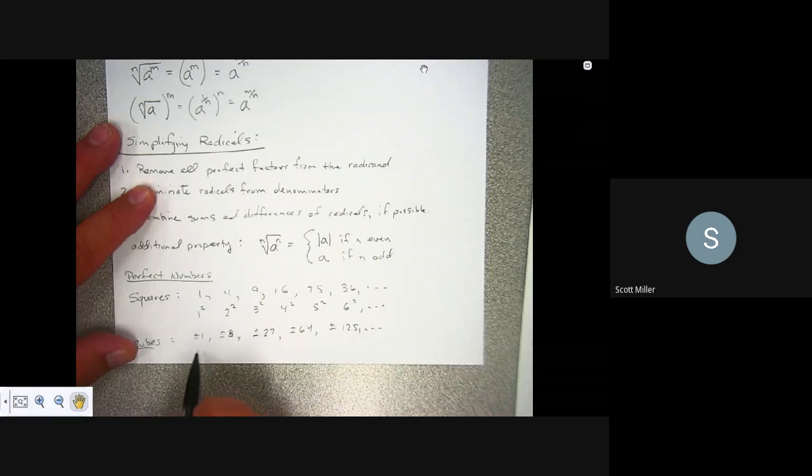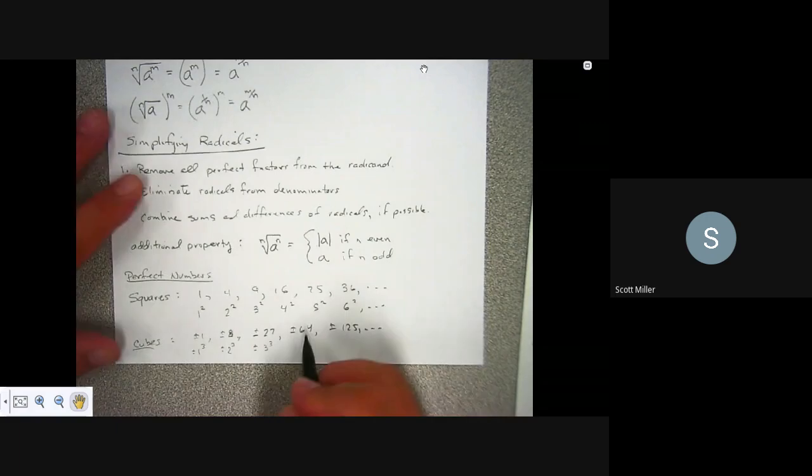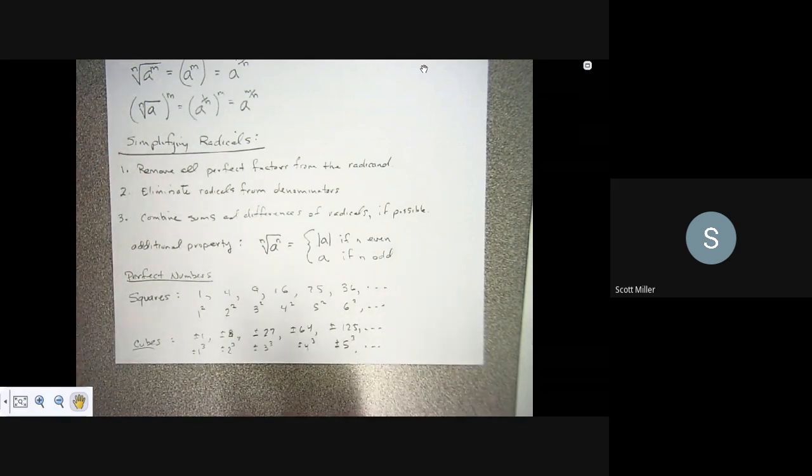These are pretty much 1 cubed, plus or minus 2 cubed, 3 cubed. So you can see how you get your perfect values. Just take 1, 2, 3, 4, 5 and cube it. This is 4 cubed, minus 5 cubed, and so forth. And that can generate fourths, fifths, sixths, and so on.